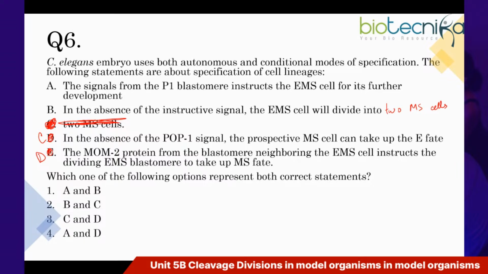Okay, Surinder, Sunshine, let's see. So in the absence of instructive signal that you get from P2, the EMS cell will divide into two MS cells. In the absence of POP1 signal, so you know that POP1 has to be down regulated, the prospective MS cell can take up the E fate if POP1 is not there. And the MOM2 protein from blastomere neighboring the EMS cell instructs the dividing EMS blastomere to take up MS fate.